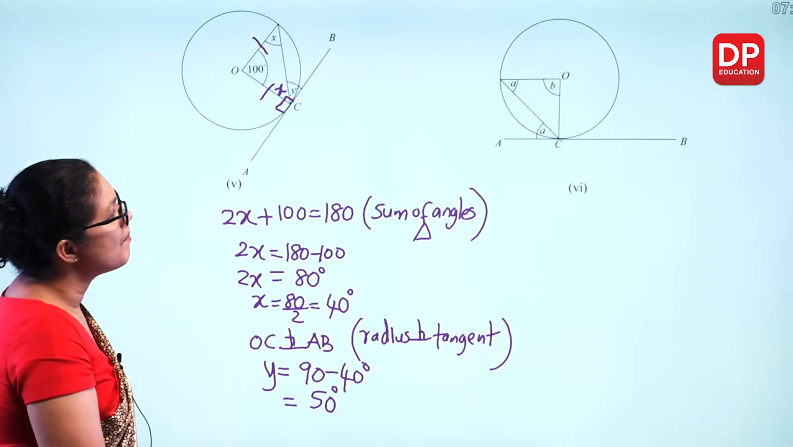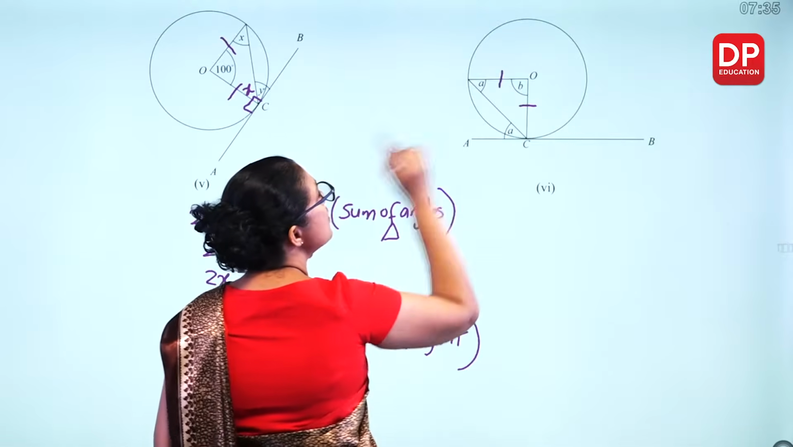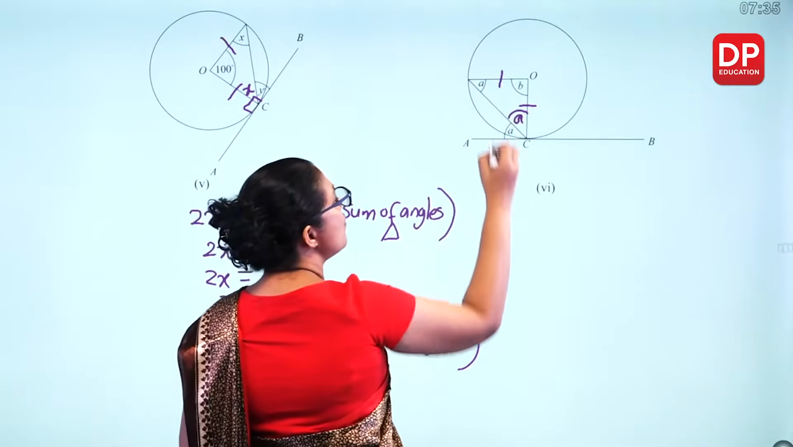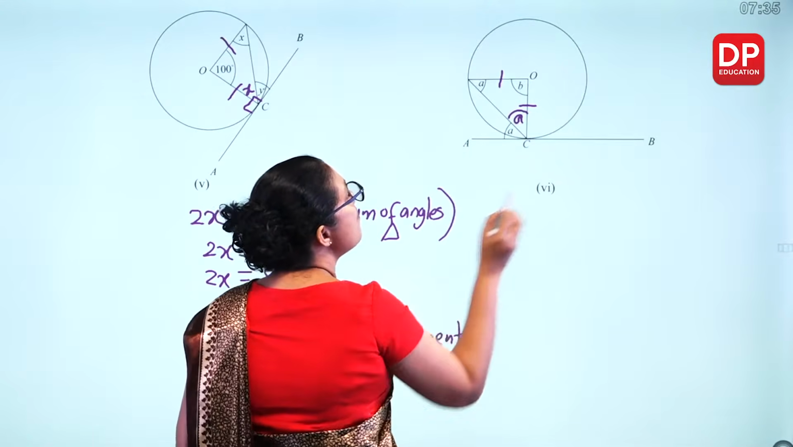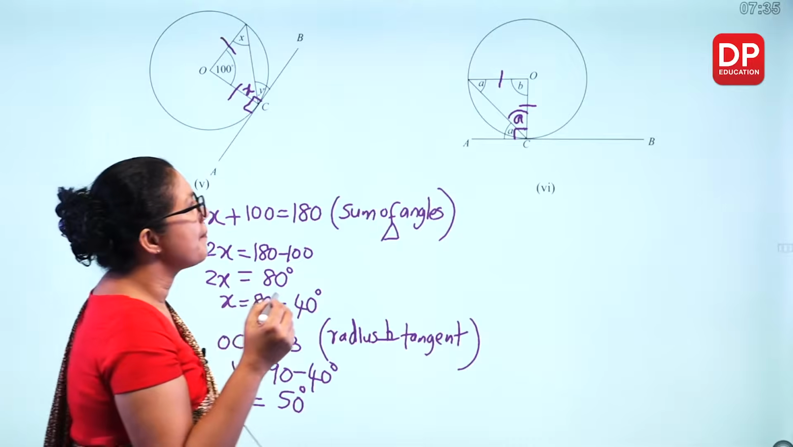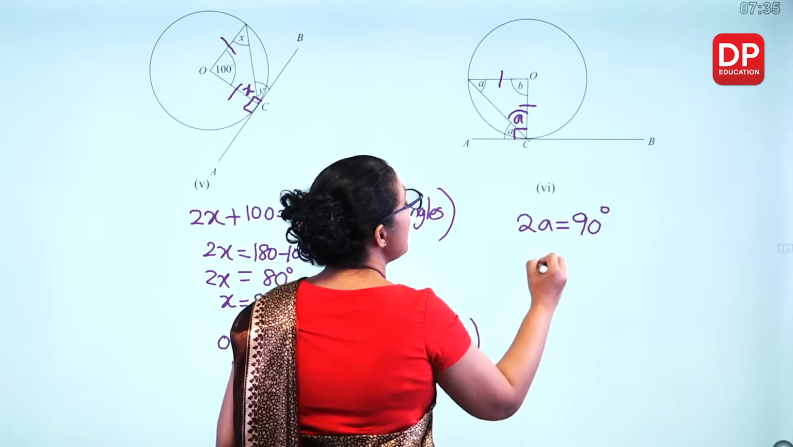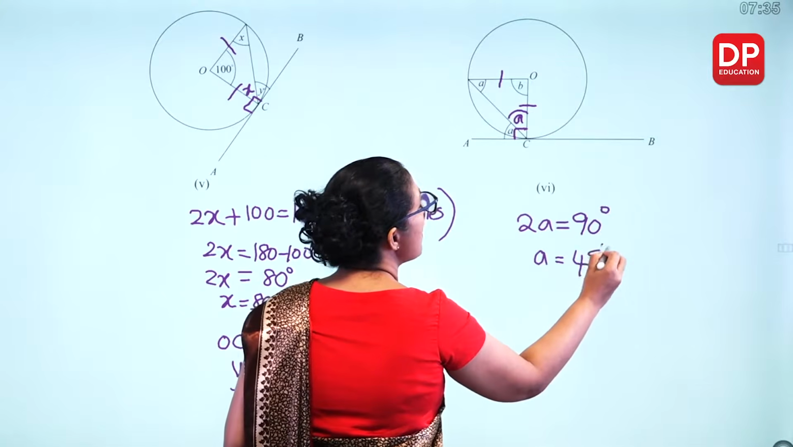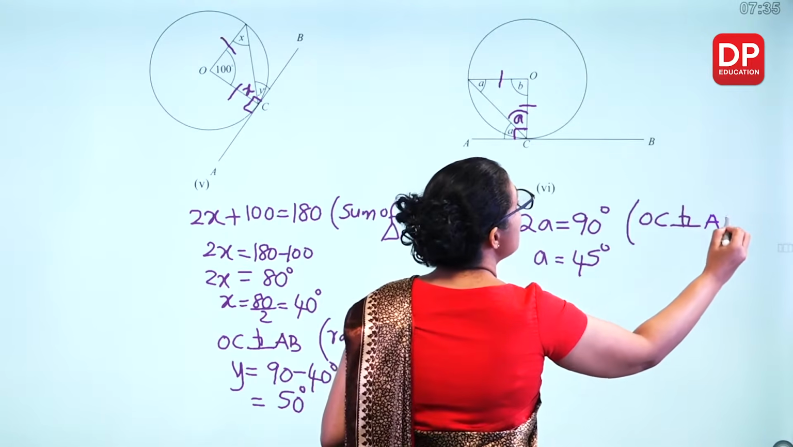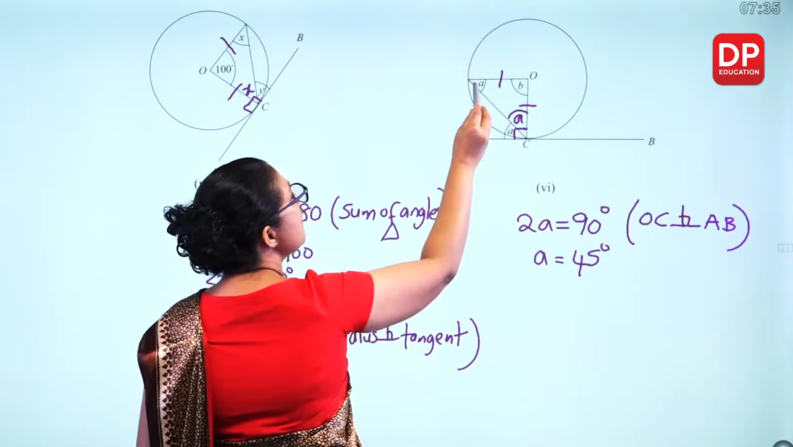This one. These two are radii. This is equal to this. So if this is A, this is A. And also we know OC and AB are perpendicular. We can easily find out A. So 2A equals 90. A equals 45. 90 divided by 2, because OC is perpendicular to AB line. Then we found out A. This is 45, this is 45.